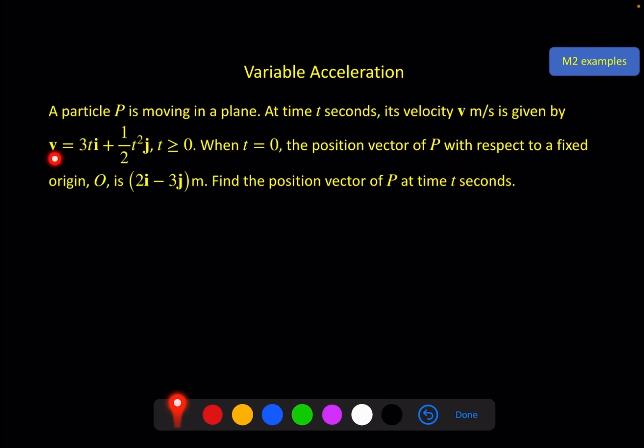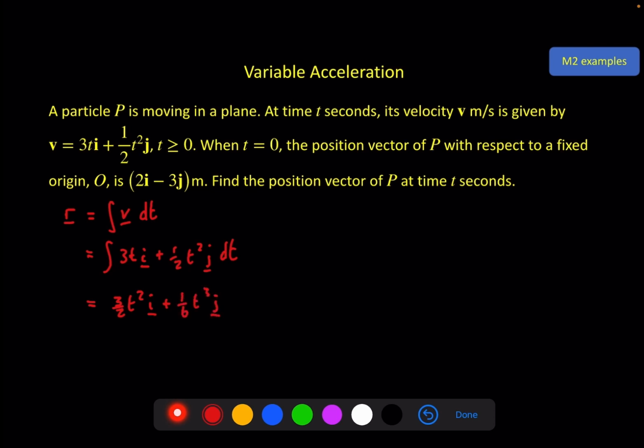So we need to integrate this to get the position vector, and then use the boundary conditions to find the constant of integration. We need position vector r is equal to the integral of v with respect to t. So we've got the integral of 3t i plus a half t squared j with respect to t, and that gives us 3 over 2 t squared i plus 1 over 6 t cubed j plus pi plus qj, where p and q are my two constants of integration, one for each component.